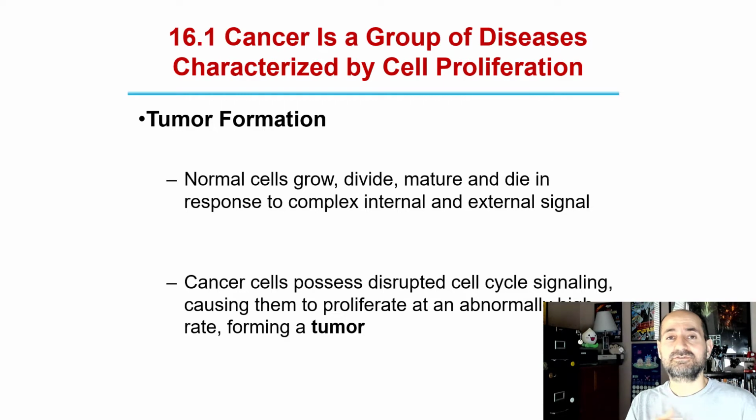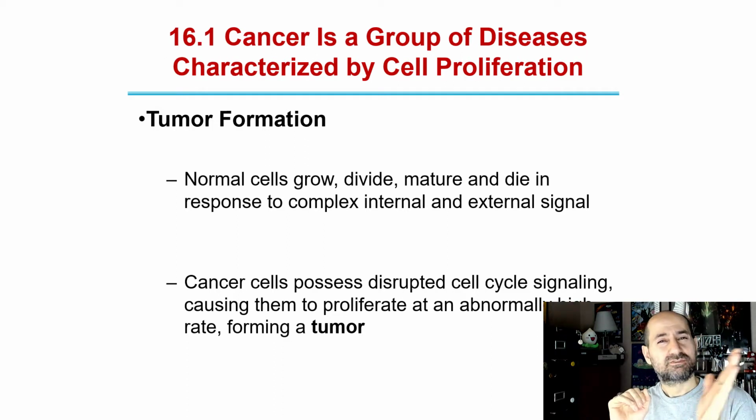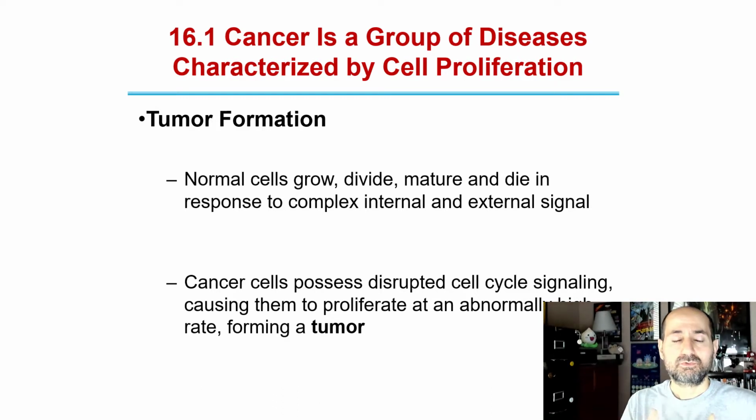Does that make sense? You have external signals, most of these are growth factors, and you've got internal signals, most of these are checkpoints. If you've heard of the checkpoint proteins during the cell cycle, all of these have to work in concert in order for your cells to direct normal cell cycle, normal growth, right?